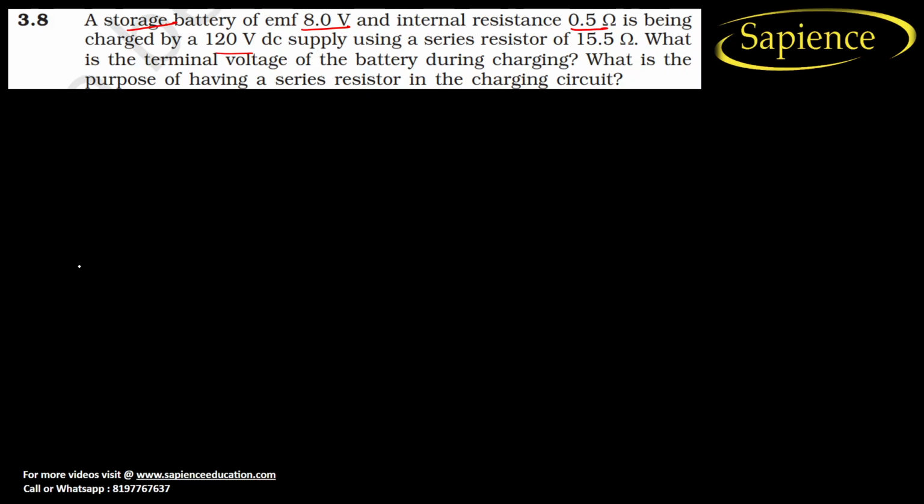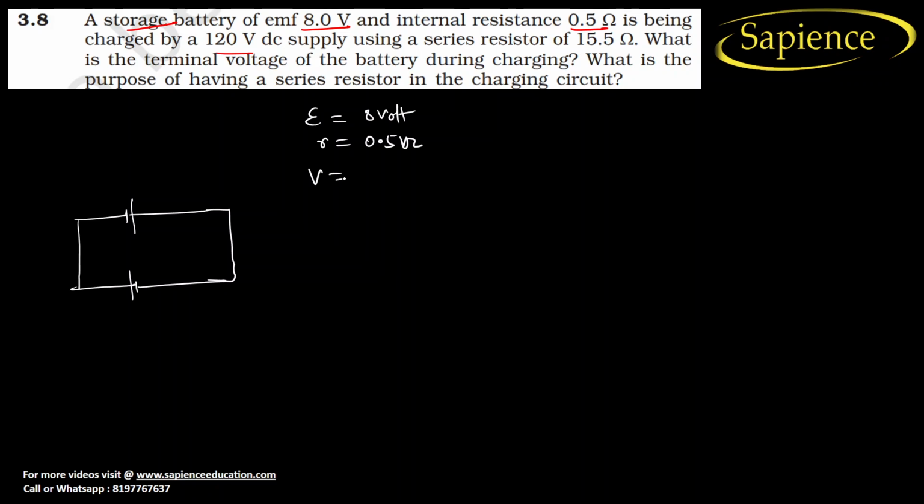So let's talk it. There is a battery and there is also an external source which is supplying it, right? So there are two batteries. One is charging and one got discharged, due to which it will get charged, right? So what they have provided you is EMF. The EMF of the storage battery which is being charged is 8 volt, and internal resistance is 0.5 ohm, right?